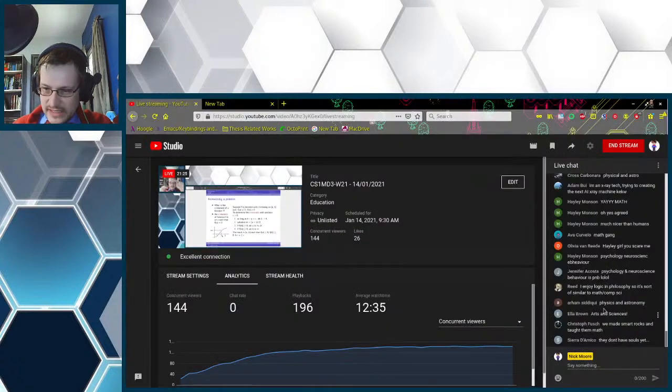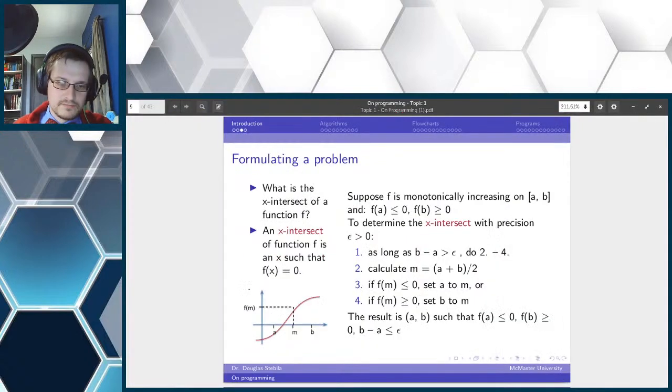Let me check to see if I haven't lost everyone yet. They don't have souls yet. That's true. So, there's another XKCD cartoon about them doing something in Python and just importing soul. But yes, anyway.